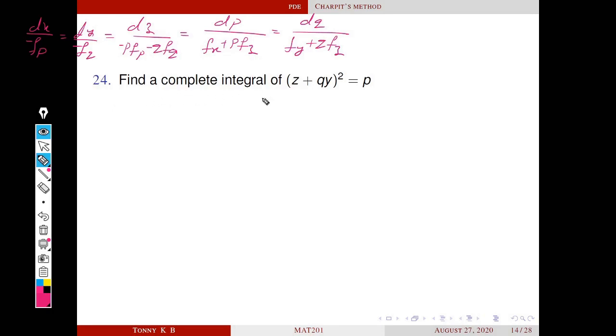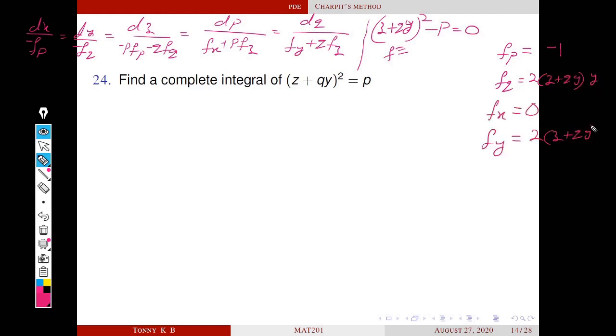Next problem, find a complete integral of z plus qy whole square equal to p. These are the Charpit's equations. Here fp stands for the partial derivative of f with respect to p. The standard form of the given partial differential equation is z plus qy whole square minus p equal to 0. So here f is z plus qy whole square minus p. So fp is equal to, fq is, so these are the first order partial derivatives.